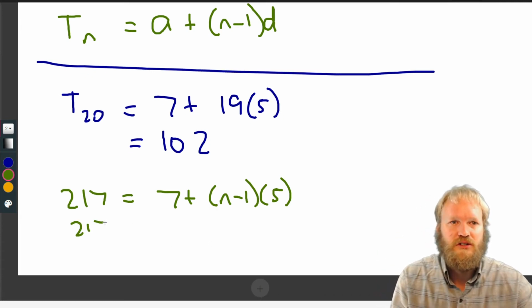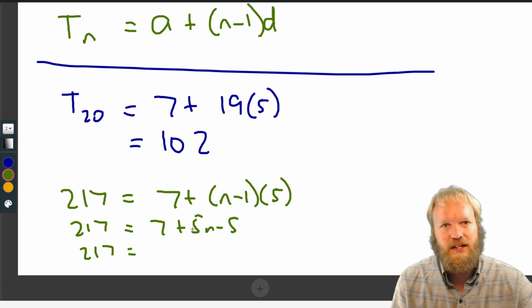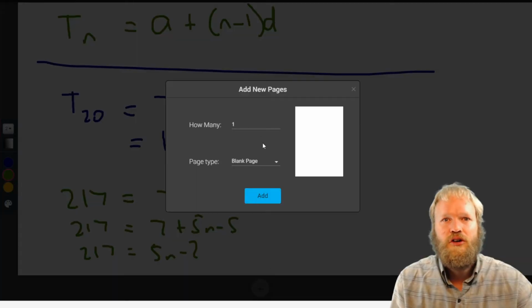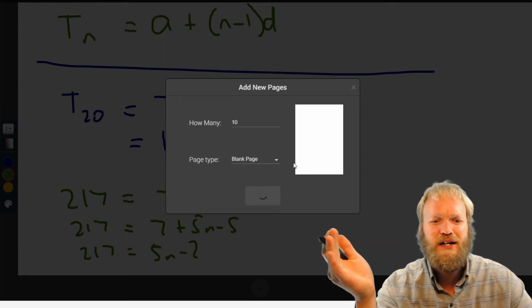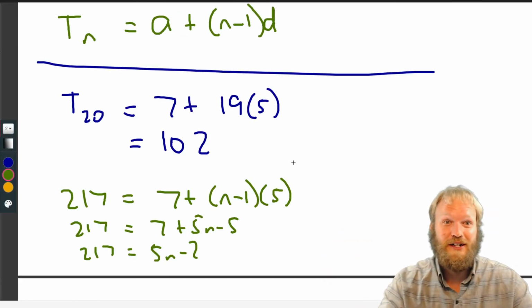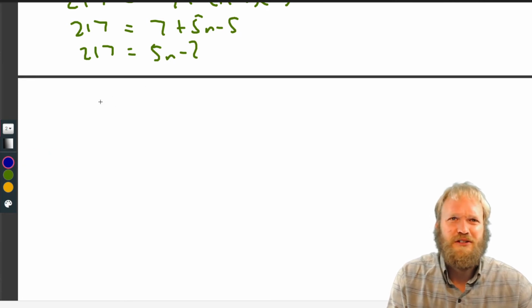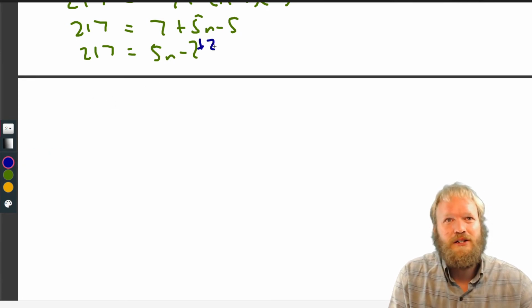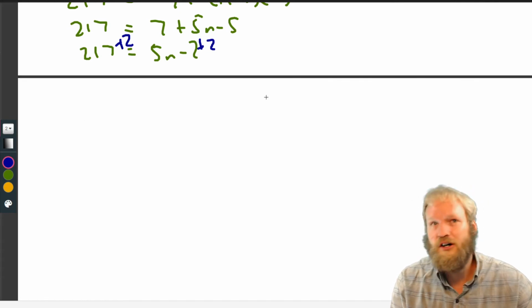Okay, so 217 equals 7 plus 5n minus 5. 217 equals, 7 minus 5 is 2, so 5n plus 2. We add 2 to both sides, right? And then we divide both sides by 5. And this is just solving a linear equation. You've done lots of these by now. So you've gone plus 2, plus 2. So you got, was that right?